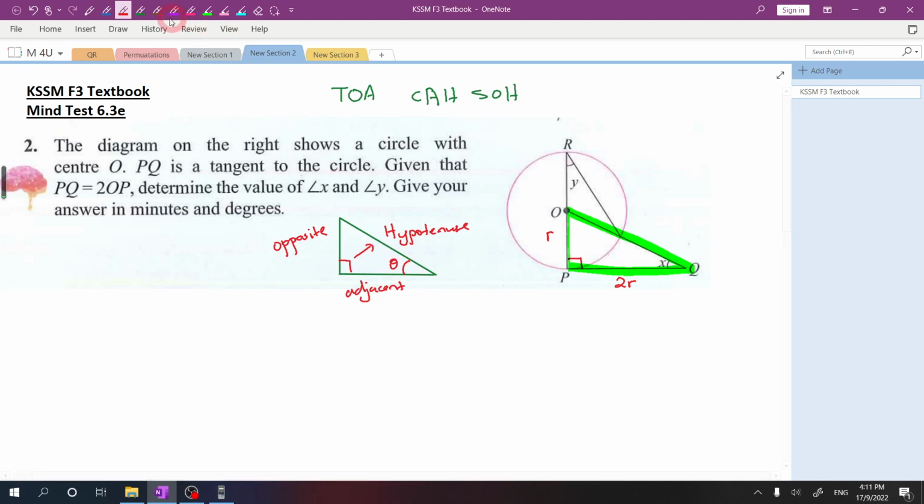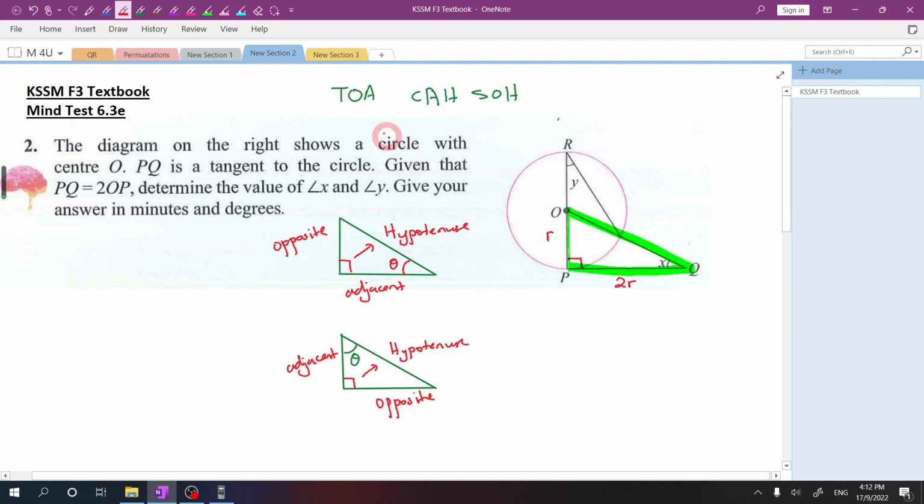Okay, if I change the position of the angle, let me draw another triangle. Now I change theta to here, but the hypotenuse side is still the same. It is always the longest side of a right angle triangle, or the side opposite the right angle. So here is still the hypotenuse. But now the angle is over here, the opposite side will be here. Adjacent will be here.